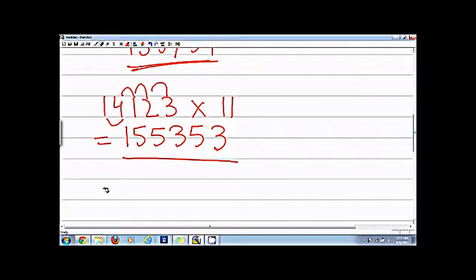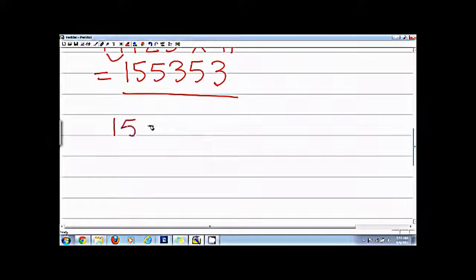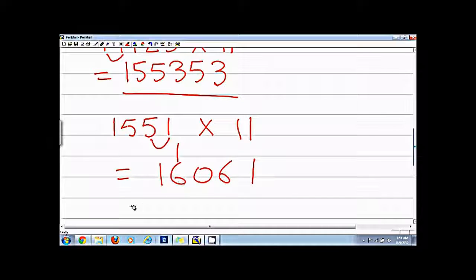For example, now I have 551 and I want to multiply it by 11. In this case I'll have 1, and then 1 plus 5 is 6, and then 5 plus 5 is 10. If I do 10, then I have to write 1 here, and then 5 plus 1 is 6, and then 1. So the answer will be 17061. Am I correct or not?